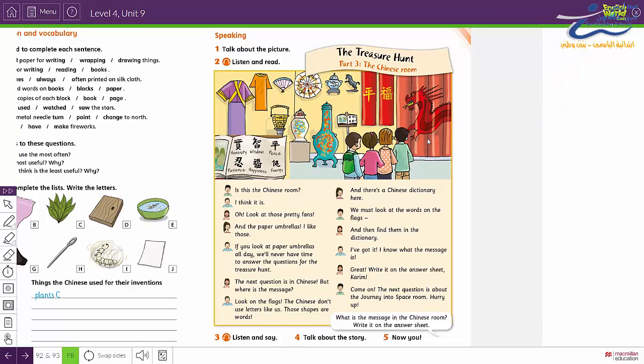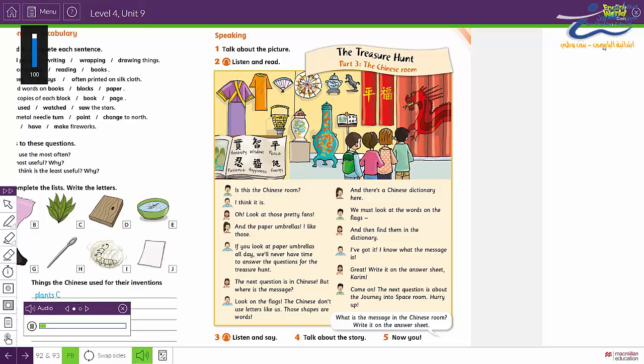Okay, the children are searching for the answer for the second question. I'd like you now to listen to the dialogue and let's find out what's the answer. Pupils Book, Unit 9, page 93. Activities 1 and 2. The Treasure Hunt, Part 3. The Chinese Room.